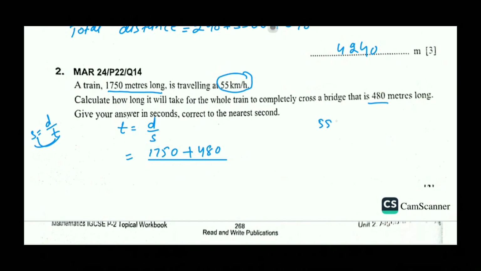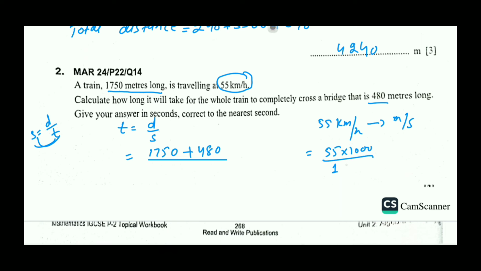55 kilometers per hour. We have to convert it into meters per second because they need the answer in seconds and our distance is in meters. So how will we convert it? As I told you, we have to convert kilometers into meters, so we multiply 55 by 1000, and we have to convert hours into seconds.